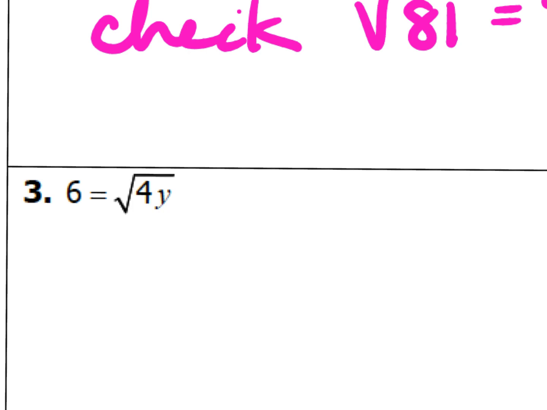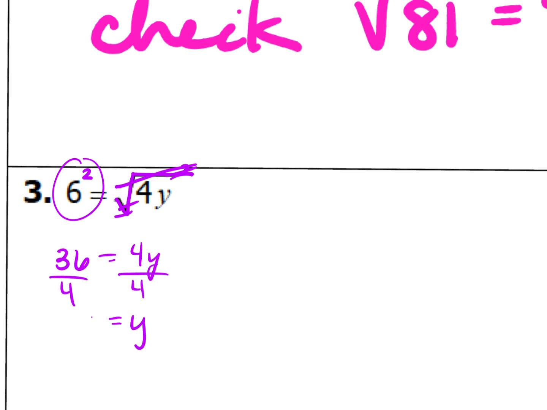Okay, what'd you get? Did you get 9? Hopefully. It is isolated. Everything is under that radical. So you're going to square both sides. That's going to get rid of the radical and the square. Over here, it's 36. And then you're going to divide by 4. So y is 9.